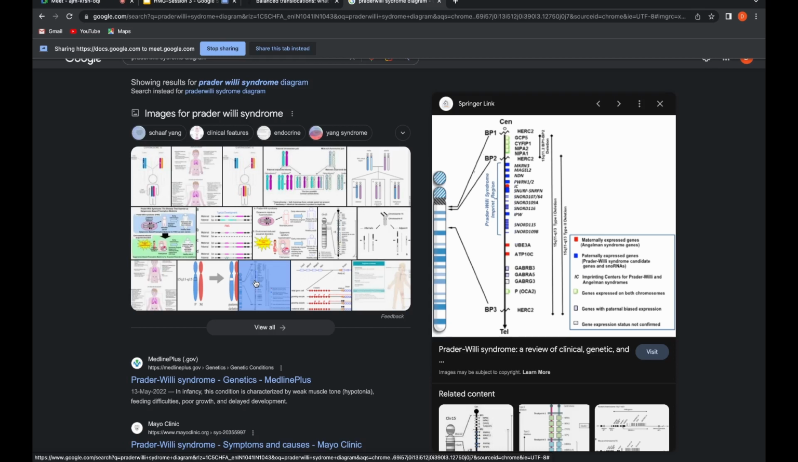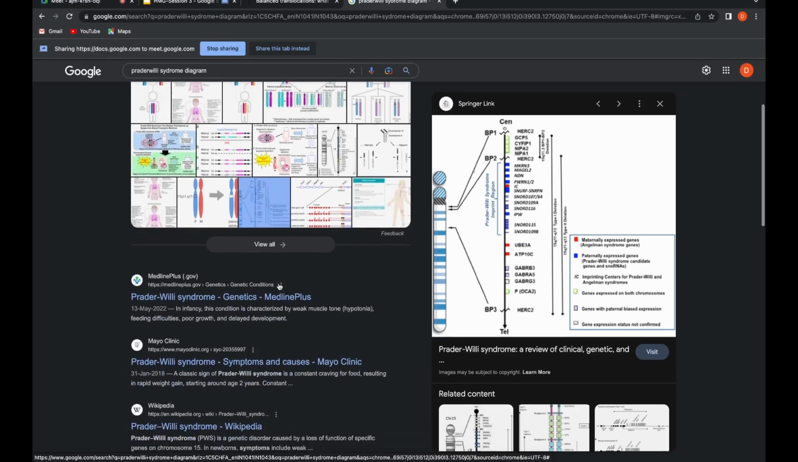Okay, let me check. The figure which I have here is about the regions or the genes that get imprinted or silenced. I need to find it.